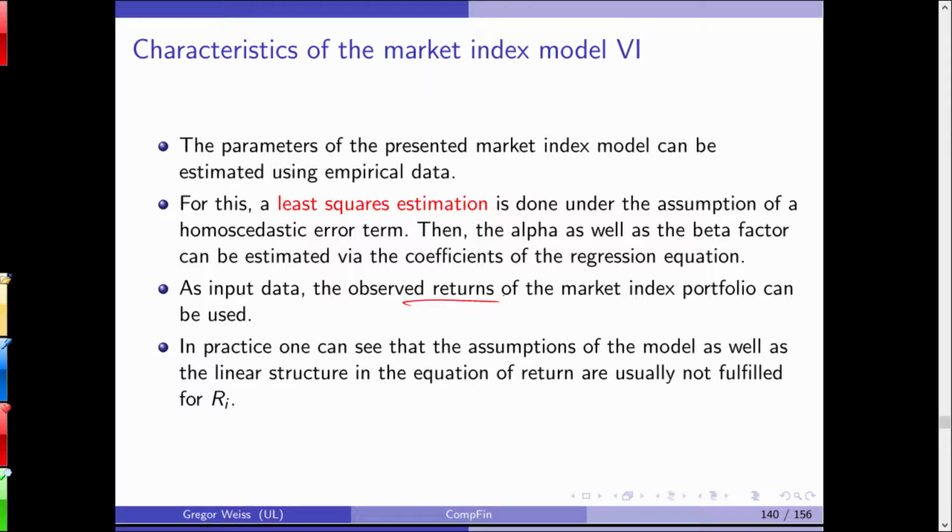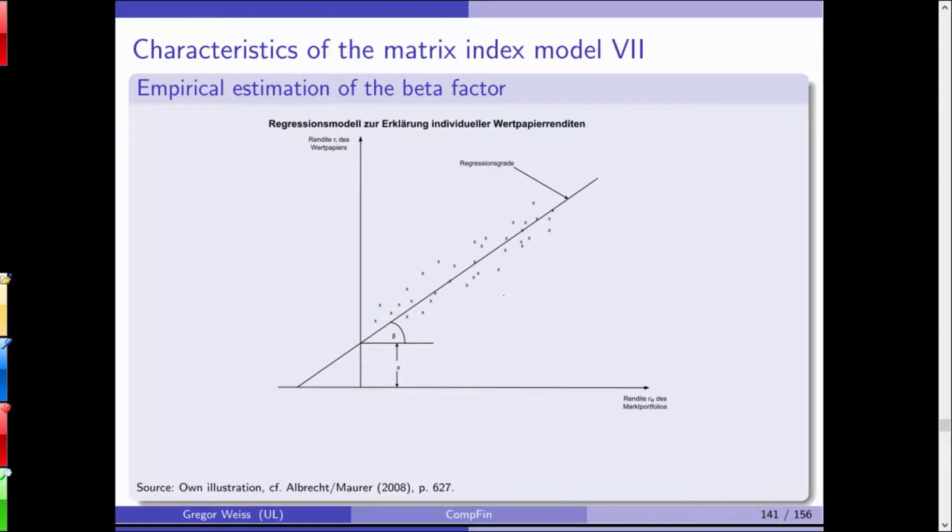As input data, you need the observed returns of the market index portfolio. And in practice, one can see that the assumptions of the model as well as the linear structure are usually not fulfilled. If you were only to try out this one factor model, you will probably get a bad fit. This is why people started to look at 3-factor models, at different factor models that do not rely on a linear structure, and then you are able to explain the stock returns and expected stock returns in a much better way. Here, this is what you can do. You have your individual stocks. You can see that you have the return of the market portfolio and the return of the individual stocks, and you try to put a line through this, and you try to empirically estimate the beta factor.